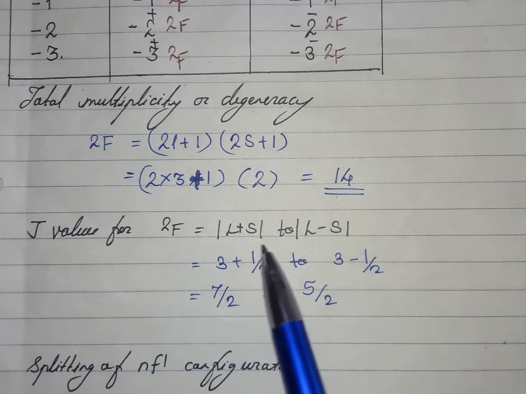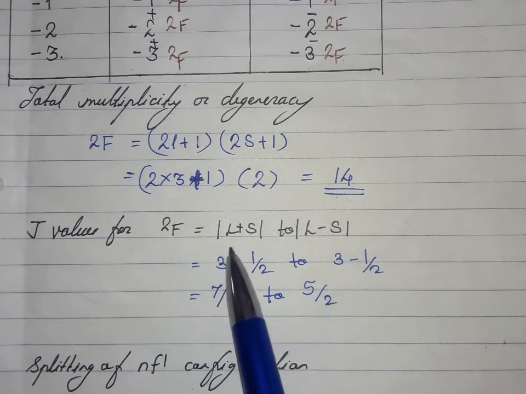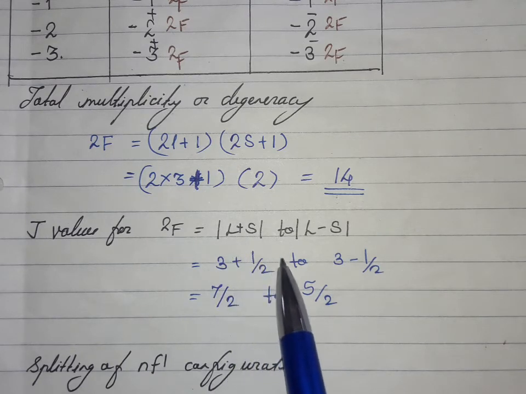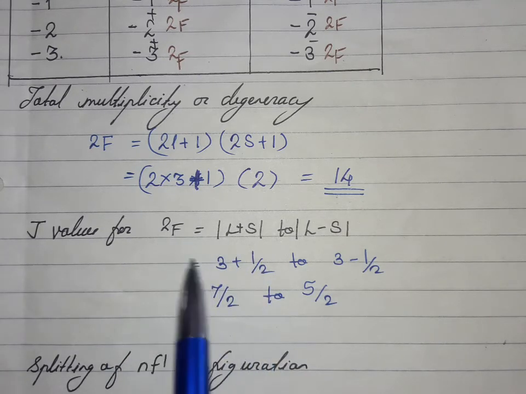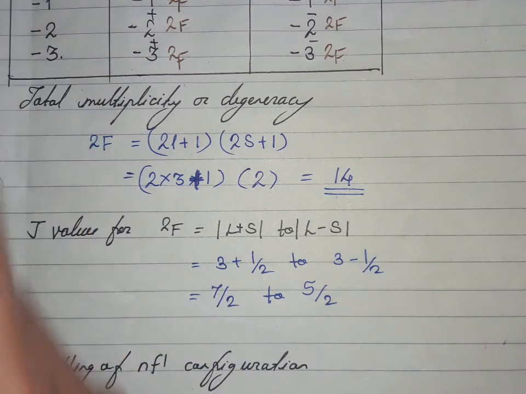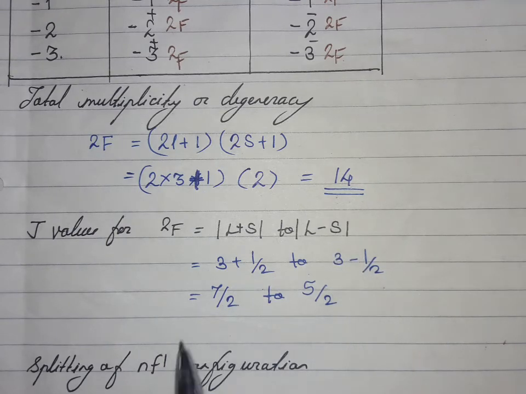So that J value is either L plus S or L minus S. When the orbital is less than half filled, the J value is L minus S, but when the orbital is more than half filled, then the J value or spin orbital coupling is L plus S. Now for doublet F, L is equal to 3 and S is equal to 1 by 2. That's why 3 plus 1 by 2 and 3 minus 1 by 2, that is 7 by 2 and 5 by 2. So J values are from 7 by 2 to 5 by 2.